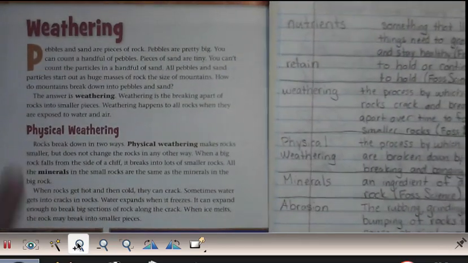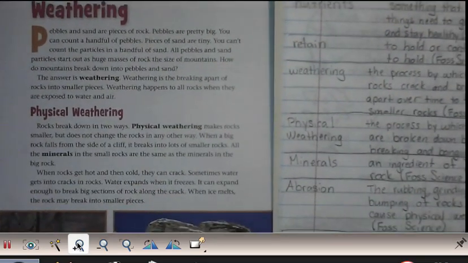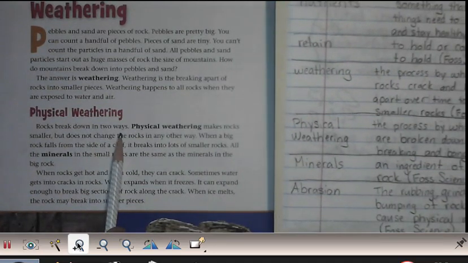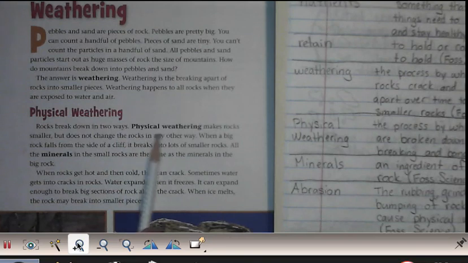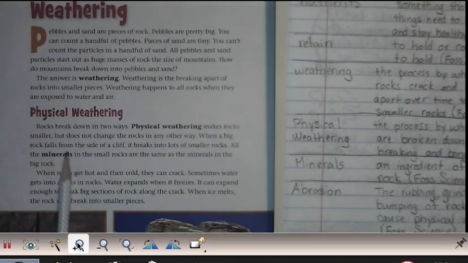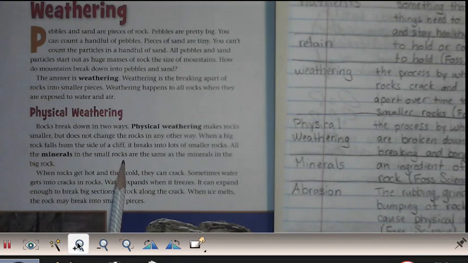Let's keep reading. Physical weathering. Rocks break down in two ways. Physical weathering makes rocks smaller but does not change the rocks in any other way. When a big rock falls from the side of a cliff, it breaks into lots of smaller rocks. All the minerals in the small rocks are the same as the minerals in the big rock.